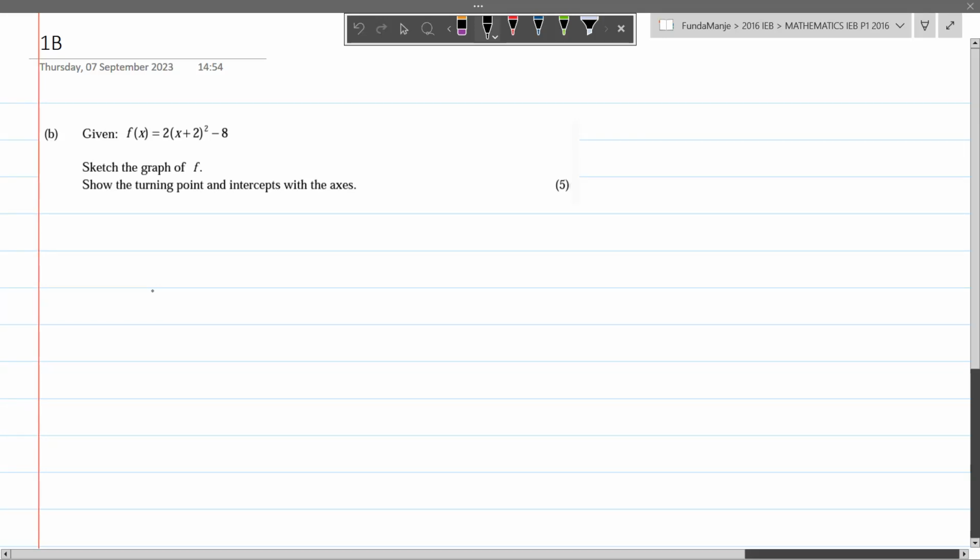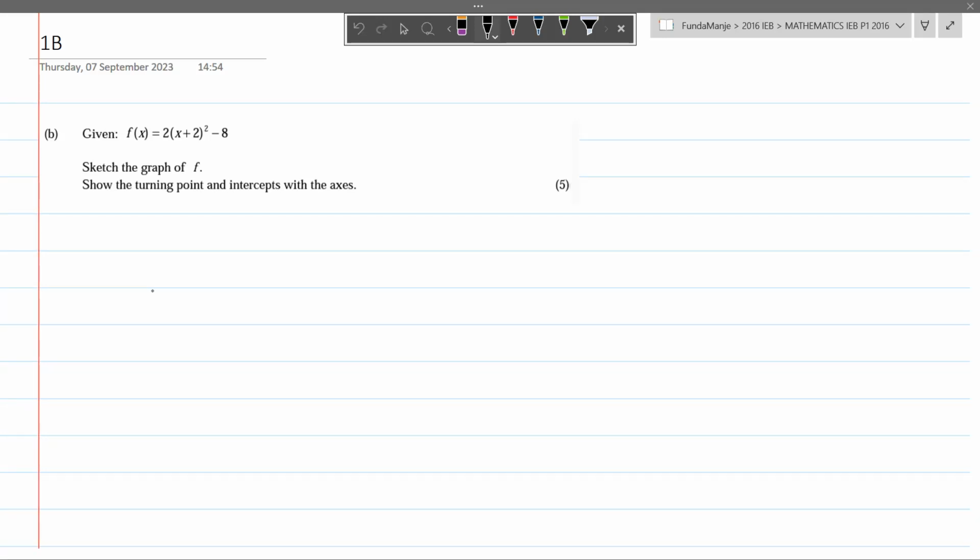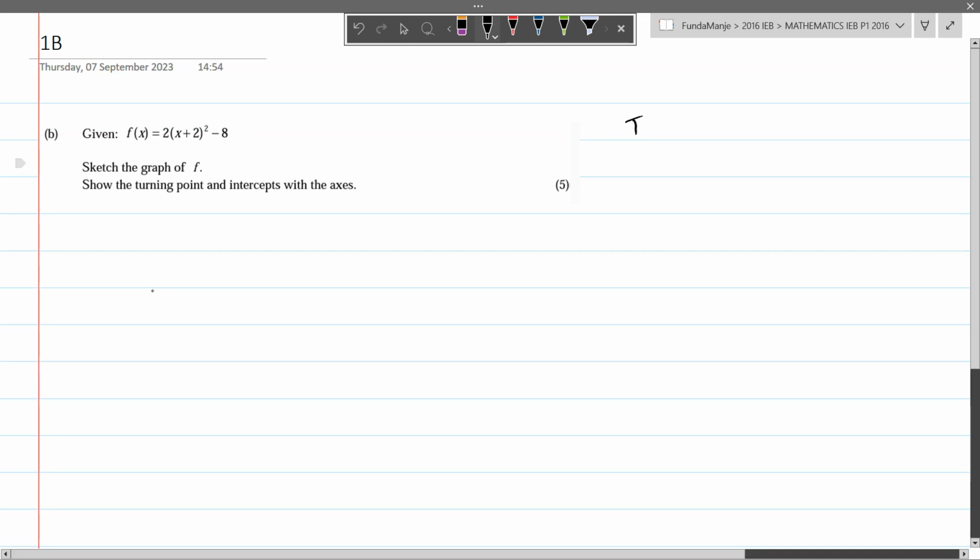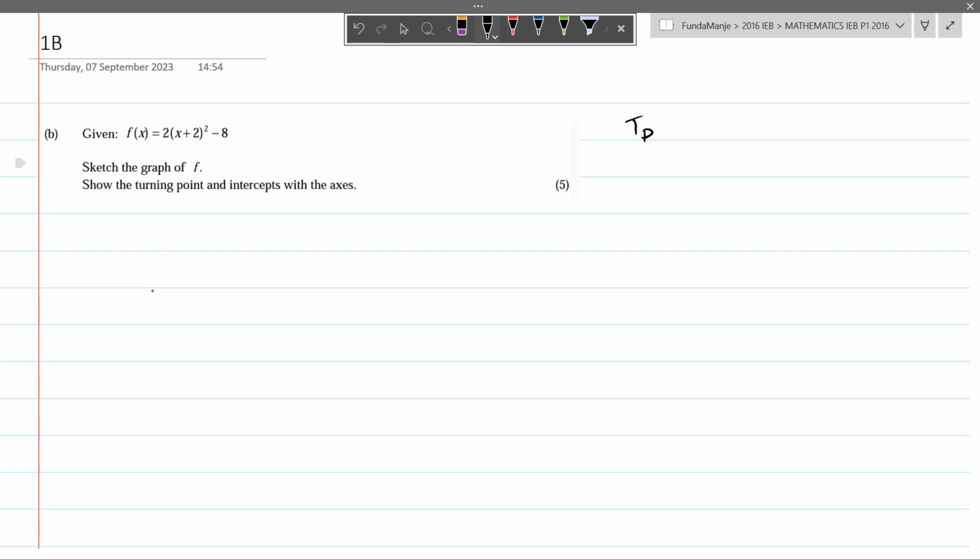Question 1b says, given the following function, sketch the graph of f, show the turning point and intercepts with the axes. So here we are trying to sketch the graph, and our parabola, which is what this graph of f is, is already in the turning point form. So to get the turning point coordinates, we simply need to read them off as x minus 2 equals 0 gives us x equals 2.